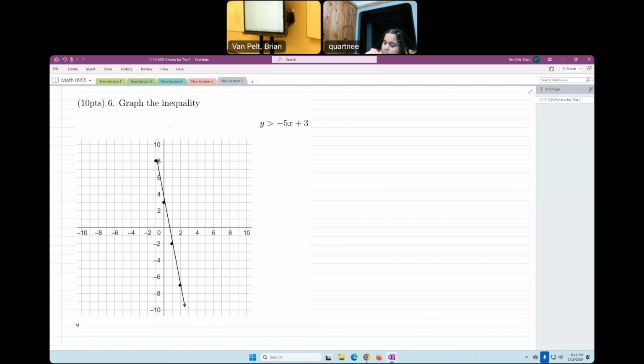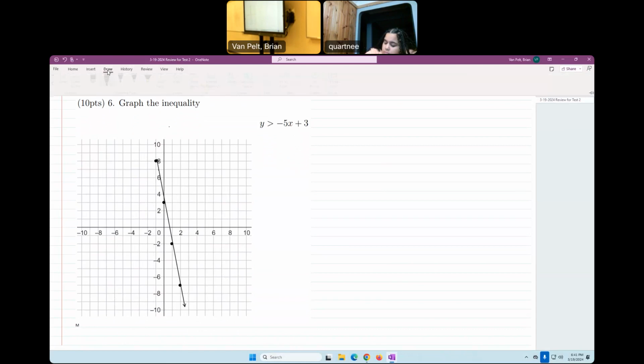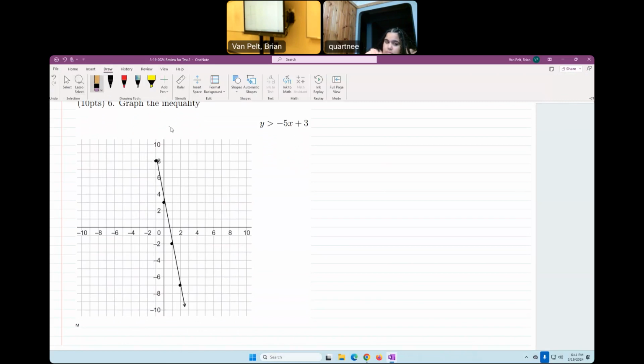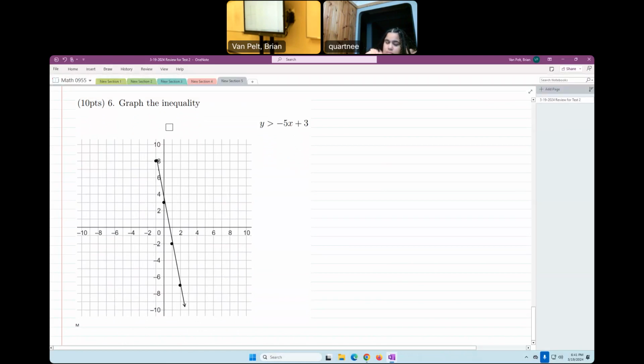So when you went to the 3, you came down 1? No, I didn't go down 1. I went down 5 and to the right 1. This 5 is like -5/1. So you might want to think of it that way.